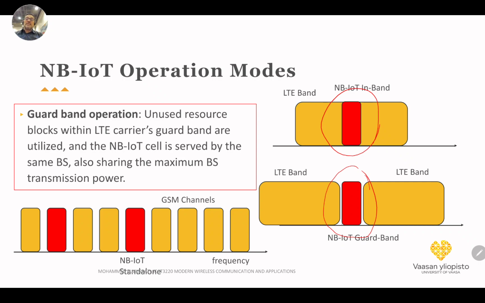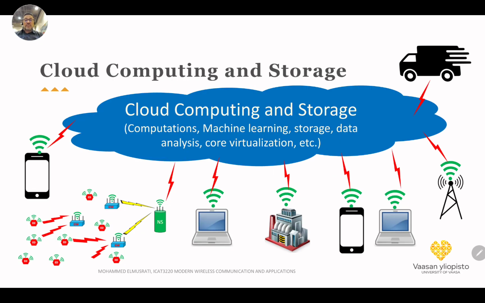Actually, one LTE eNodeB or next generation node base station can support hundreds of thousands of sensors or IoT devices if they have very small duty cycle periods. And this is the standalone case, where we can also take parts of these GSM carriers to be used with the IoT devices.